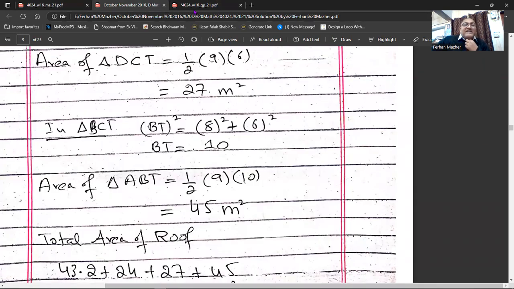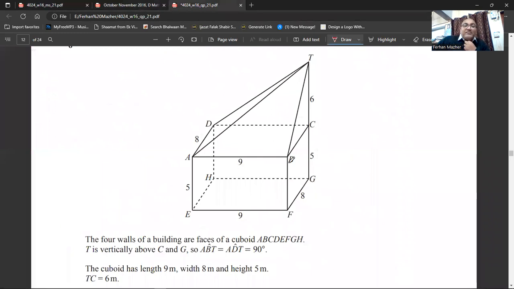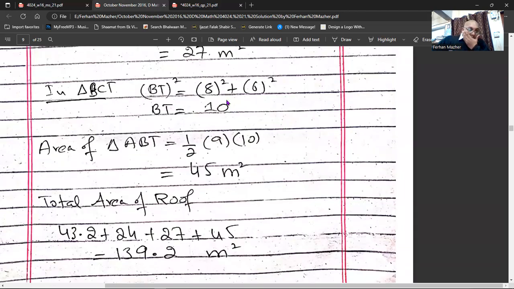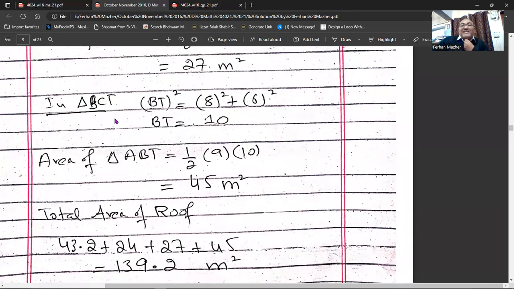And in the triangle BCT, apply the Pythagoras. This is 8, this is 6. You will get the BT, and whatever BT will be, that will be used for the ABT area. So in the triangle BCT, the BT square will be equal to 8 square plus 6 square, equal to under root answer, that will be 10. So the area of the triangle ABT will be 1 by 2 into 9 into 10, that will be 45 meters square.